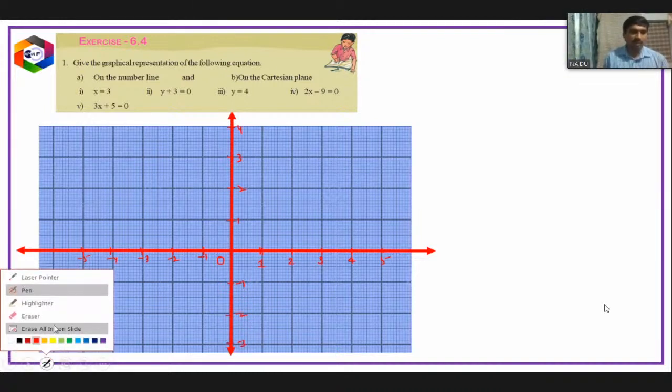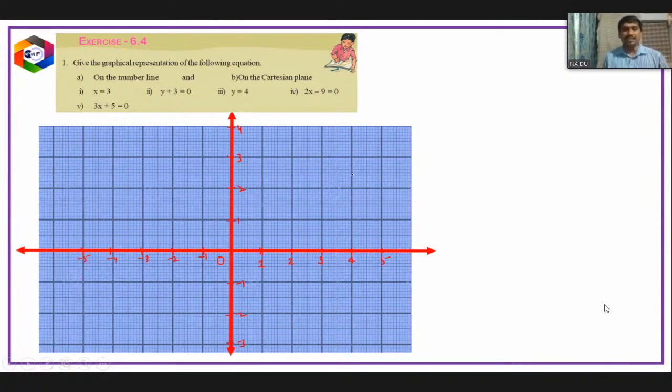Now I am going to plot this one. Since now we are assuming it as a linear equation, even though it is in one variable only, the other variable 0 we will assume, and I am going to represent it on the Cartesian plane.